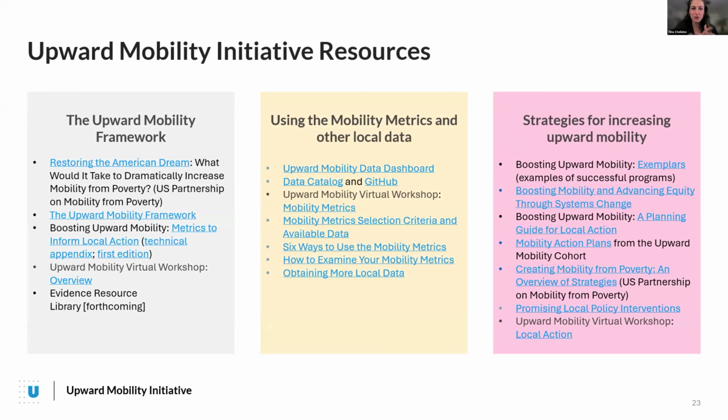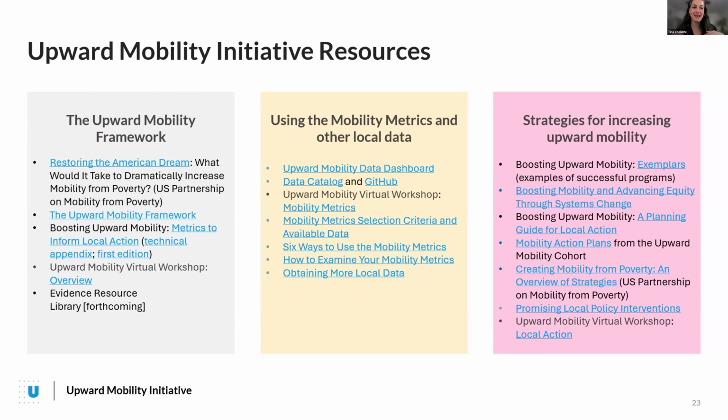So as Mitchell just showed us, the dashboard gives you a lot of insights into key trends in community conditions that are related to upward mobility across the board. But when it comes to identifying and tackling the underlying systems that are creating all of those conditions that you see on the ground, the goal of the framework and the metrics is to help you understand what might be the root causes of all of those mobility-related conditions in your community.